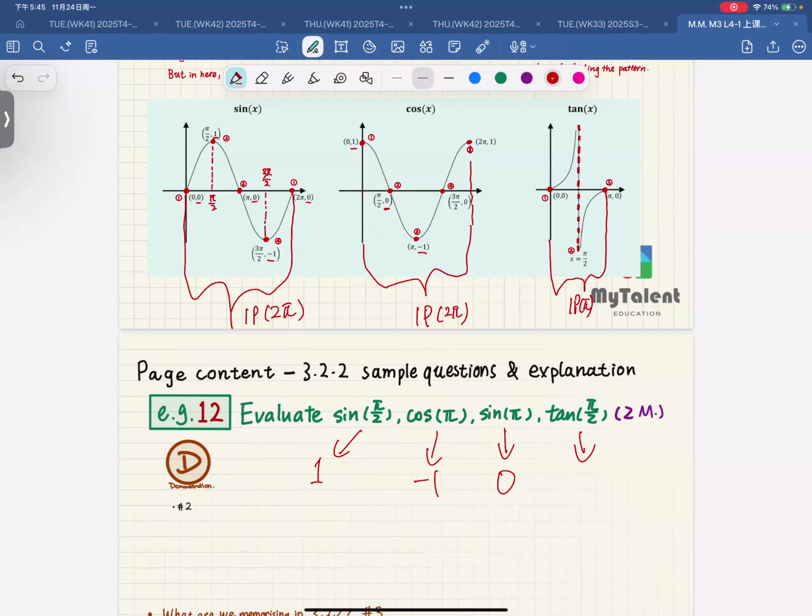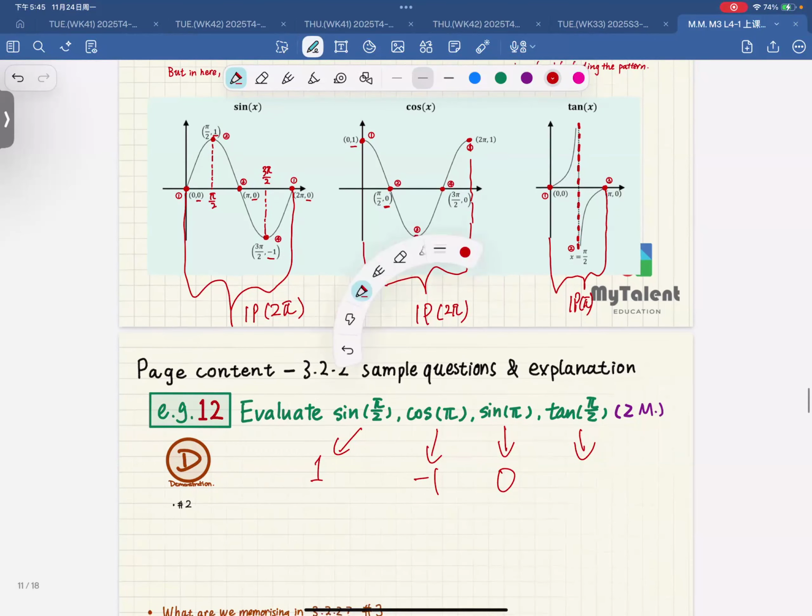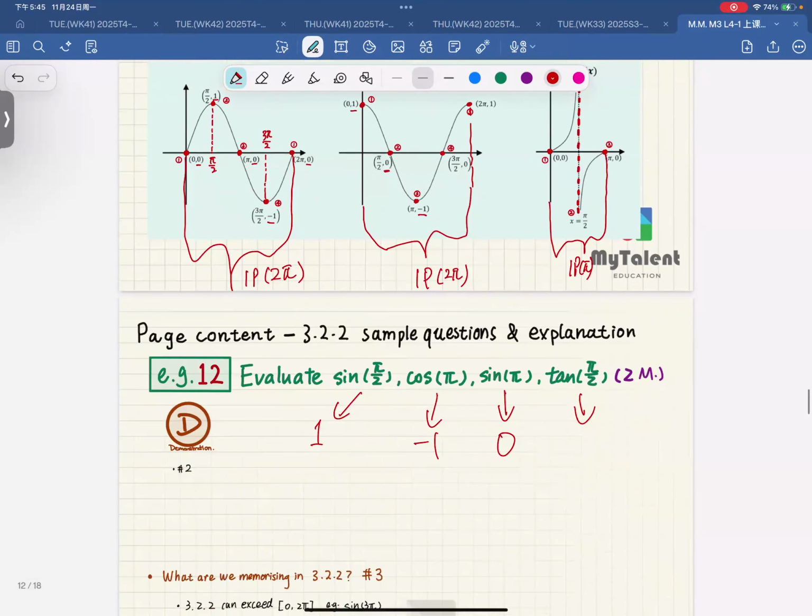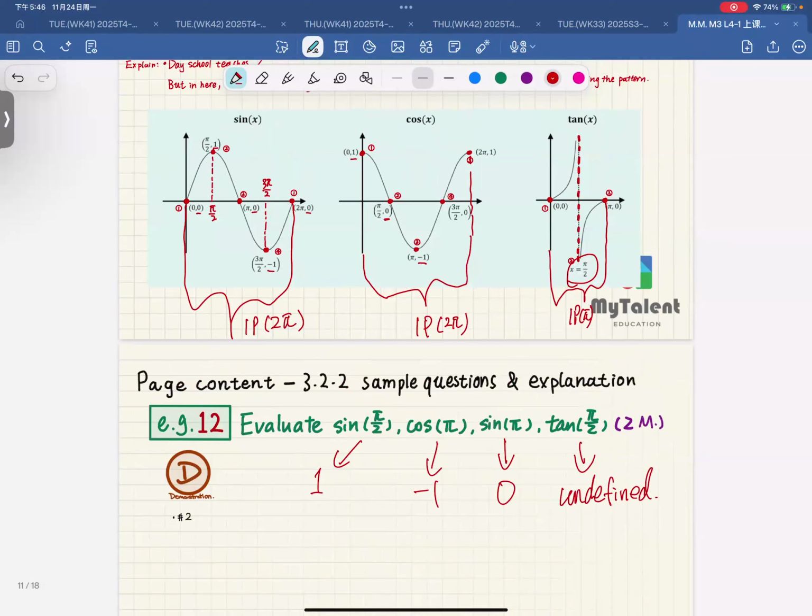It's undefined. Are you good? Does it make sense? Yeah. It's undefined because you cannot have this. It's impossible to get that number. Now you know how to use the graph to figure it out. Yeah, write this down.